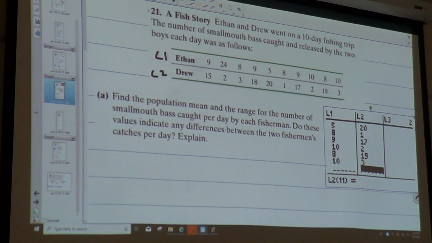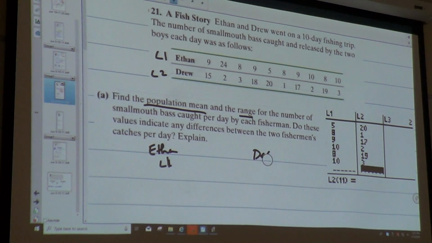So they want us to find the population mean and the range. That's all they want right now. So we have Ethan, which we called L1, and we have Drew, which we called L2. And we want to know the mean. I'm going to go ahead and do standard deviation, and I'm going to do range.